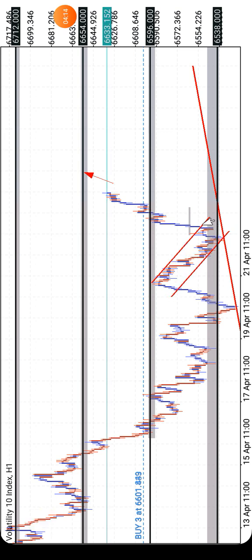And you can see, guys, that we broke above this level right here. So this level right here was a good place to enter our buys right here.